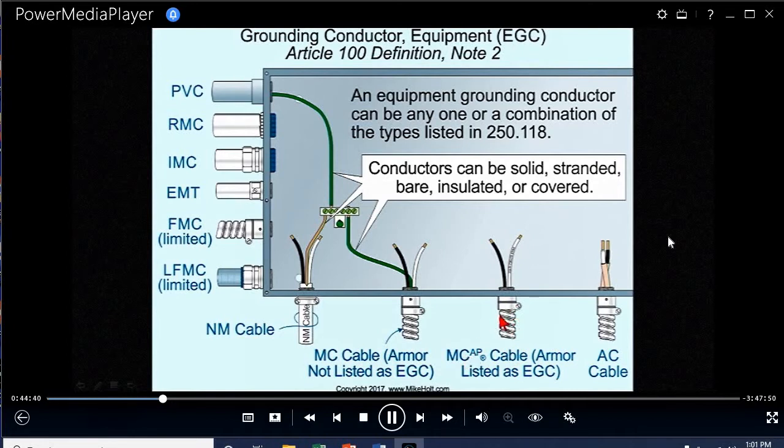We need to point to that cable itself. That's listed as an equipment grounding conductor. Armor cable, put arrow to the cable. The outer sheath of that cable itself is listed as an equipment grounding conductor. So there's a lot of different types, and we'll cover all of them in 250.118. Not right now. Just kind of let people know.